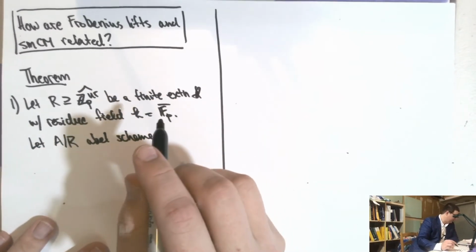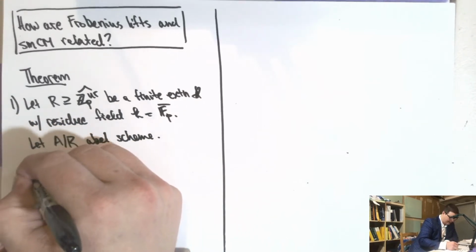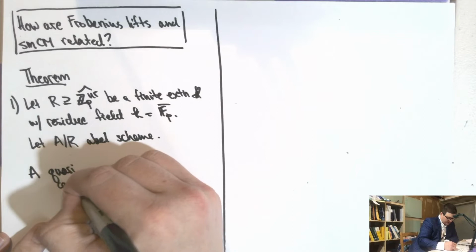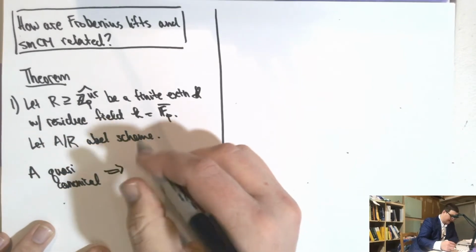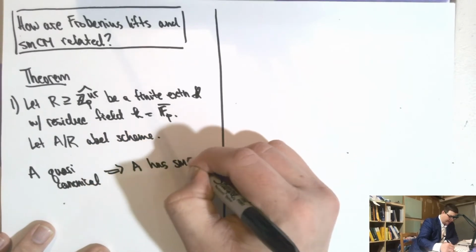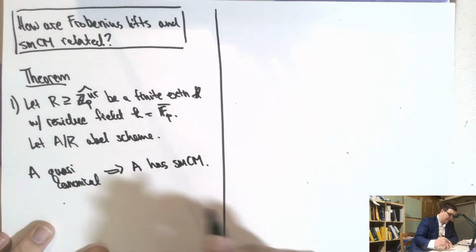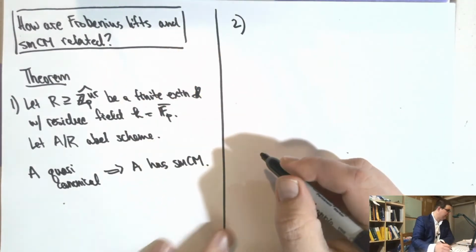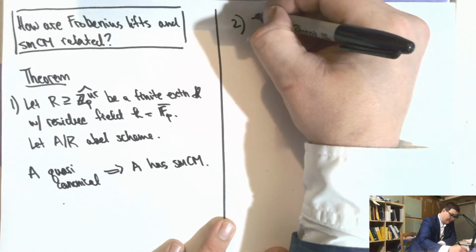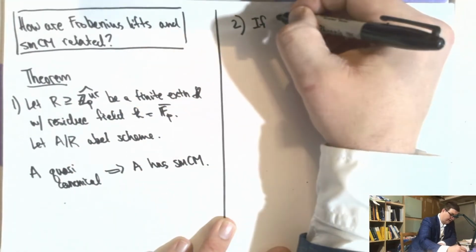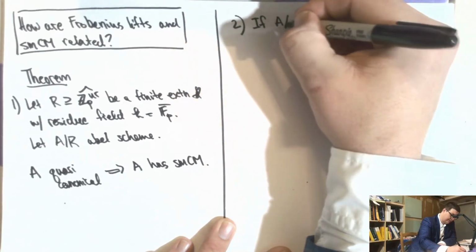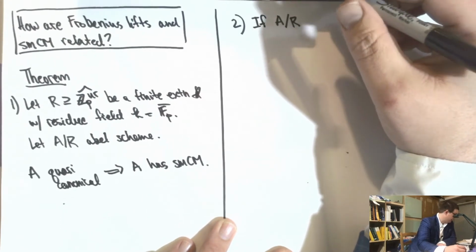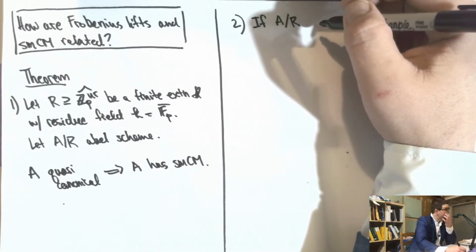Okay, so the first thing that I want to say is that if A is quasi-canonical, and I'll explain what this means, this implies A has sufficiently many complex multiplications, and it's going to be defined over a number field. Okay, so 2 is that, so if A is over R has smCM.